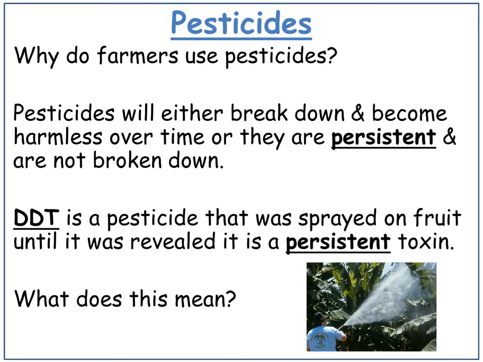So pesticides. So why do farmers use pesticides? Well, they need pesticides to stop things like aphids from eating their crops, insects from eating their crops. So pesticides will either break down and become harmless over time, or they can actually be persistent and are not broken down. But it's these ones that are the most dangerous. So DDT is an example of a pesticide that was sprayed on fruit until it was revealed that it was actually a persistent toxin and it had drastic effects on the food chain.